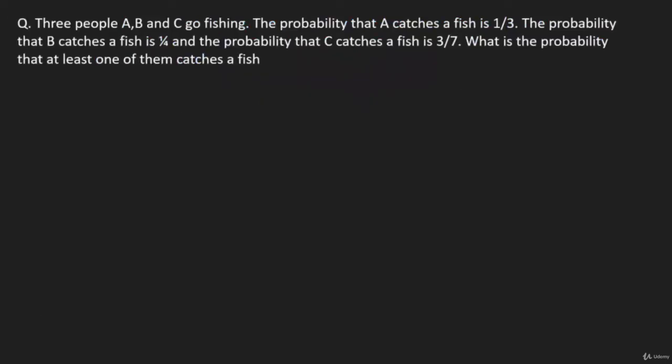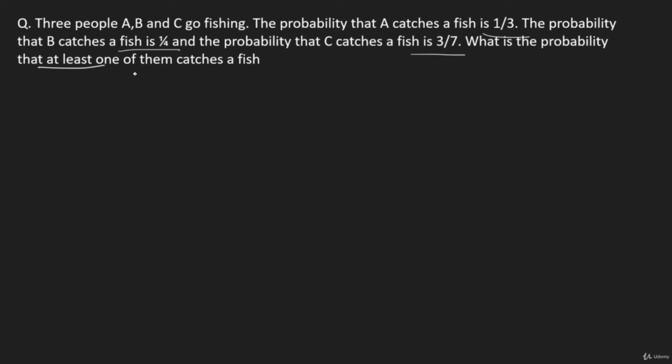Let's do this question. 3 people A, B and C go fishing. The probability that A catches a fish is 1 by 3. The probability that B catches a fish is 1 by 4, and the probability that C catches a fish is 3 by 7. What is the probability that at least one of them catches a fish? Alright, pause the video, give it a try, and then let's do it together. Alright, we are back. Let's do it together.